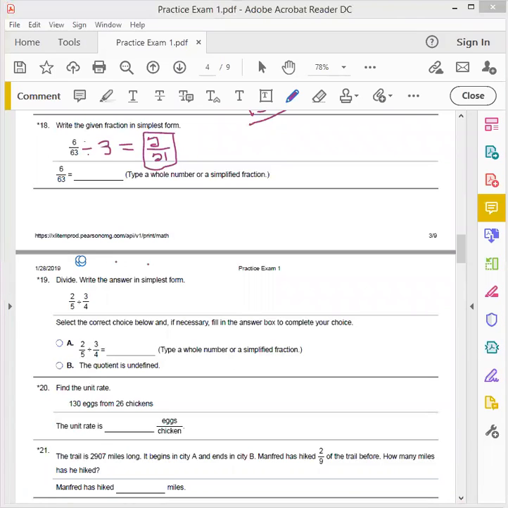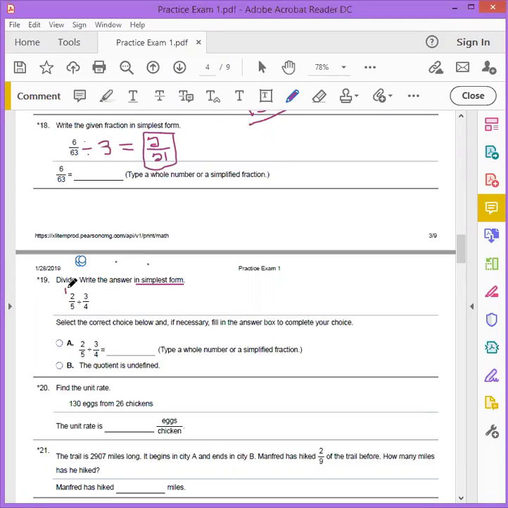For number 19, remember your rules for dividing fractions. You want to put your answer in simplest form, using the keep, change, flip method. So we want to keep this first fraction the same. It'll remain 2/5. We'll change our operation from division to multiplication. And then 3/4, we're going to flip that fraction. That'll become 4/3.